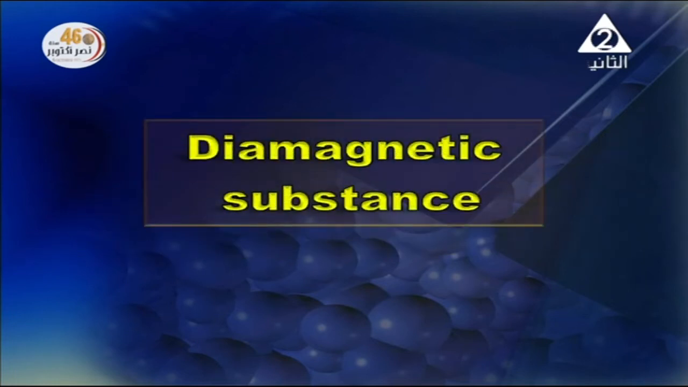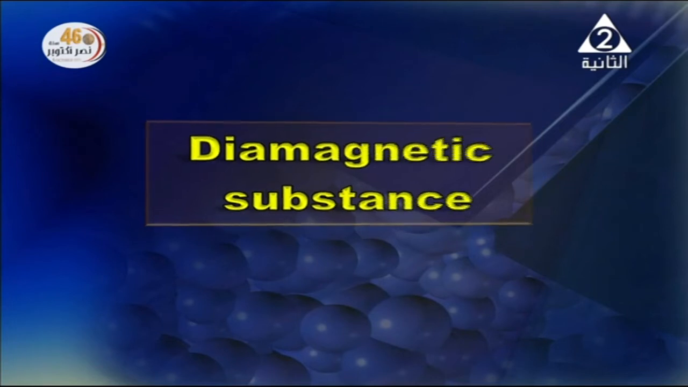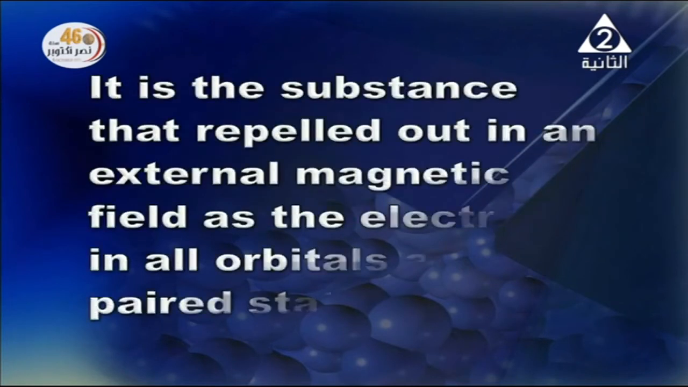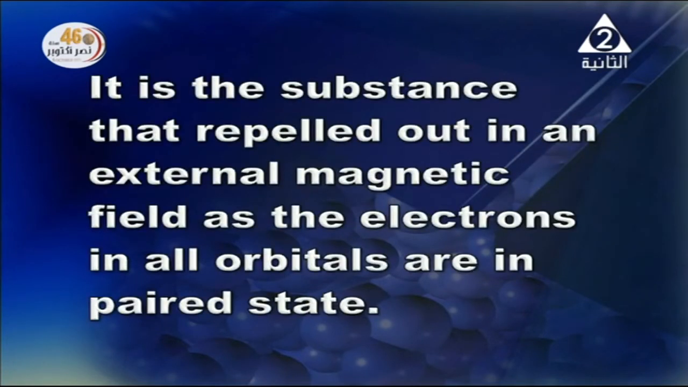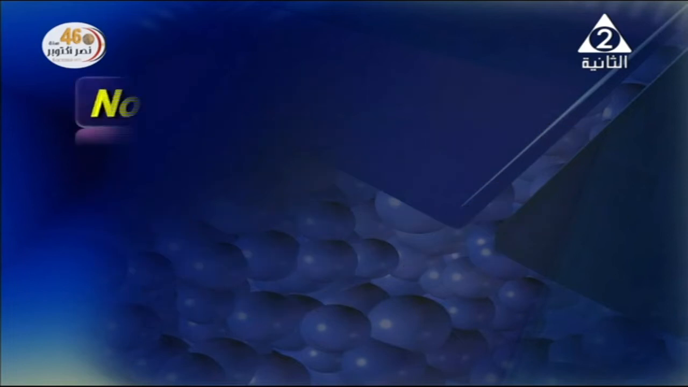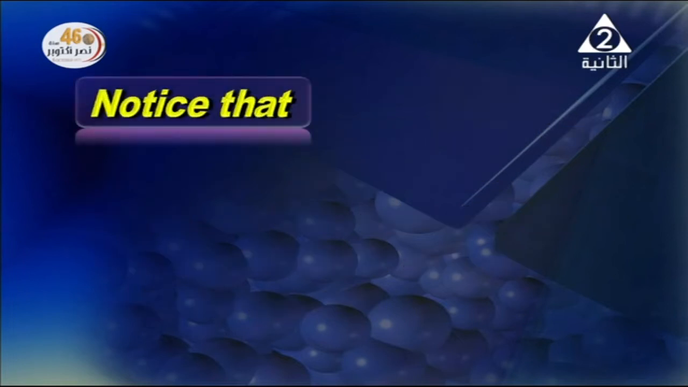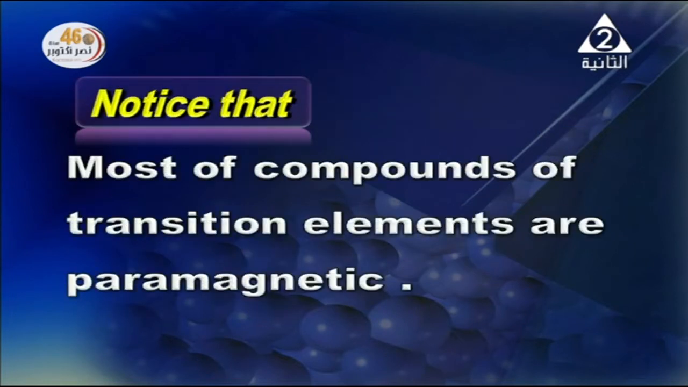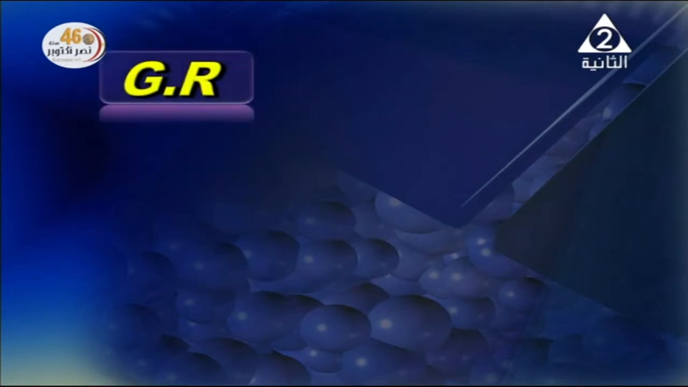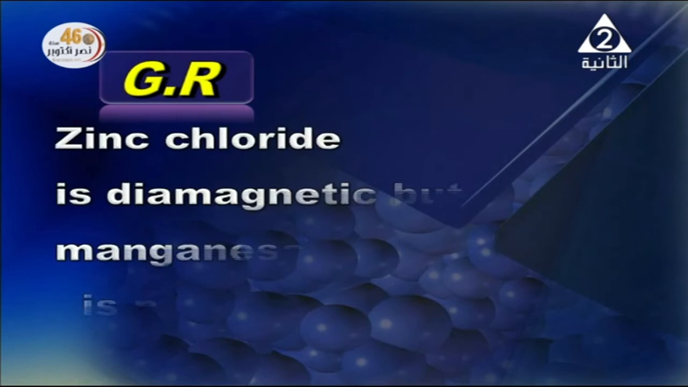So we can define the diamagnetic substance, my dear student: it is the substance that is repelled in an external magnetic field as the electrons in all orbitals are in paired state. My dear student, notice that most compounds of transition elements are paramagnetic, as they have unpaired electrons in the d sublevel. So we have given reason for this point.